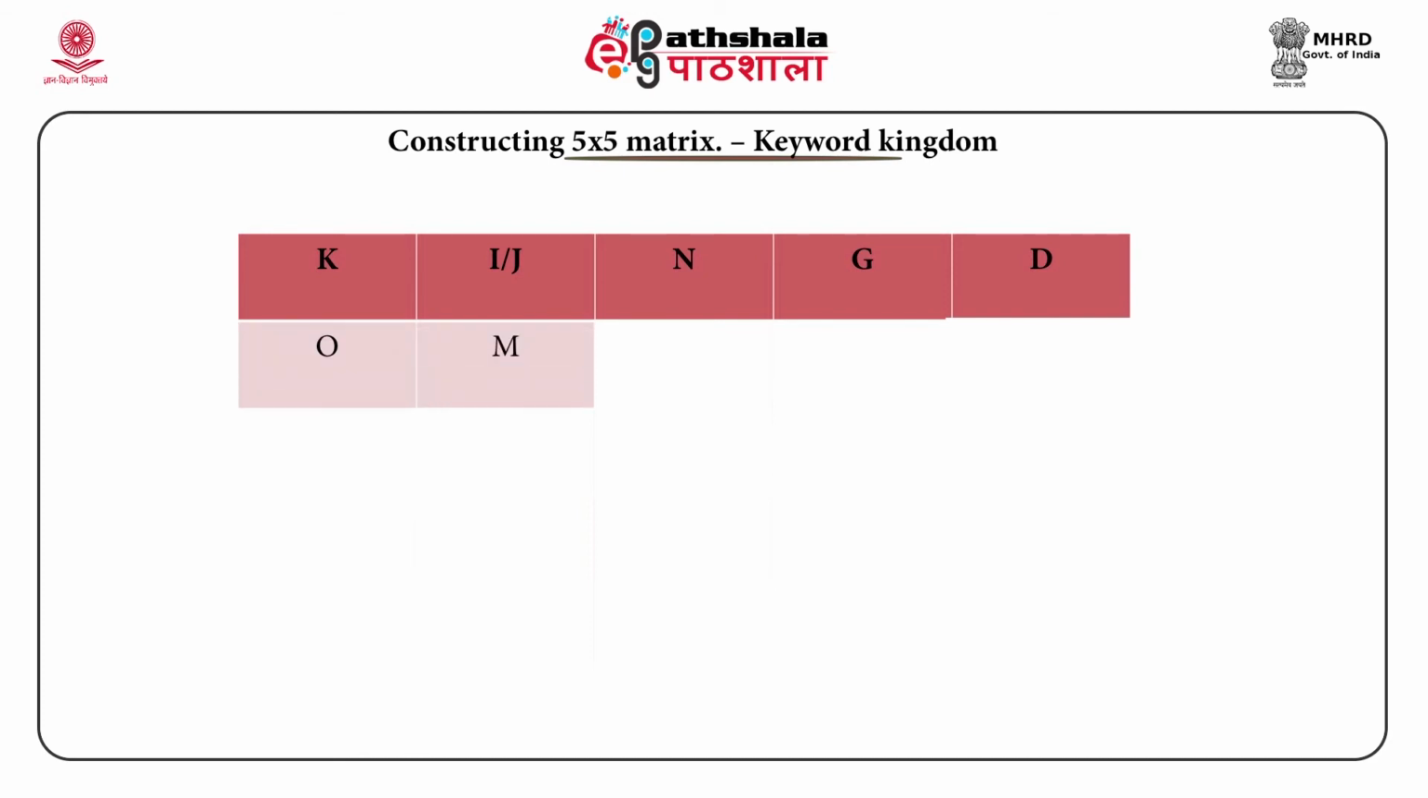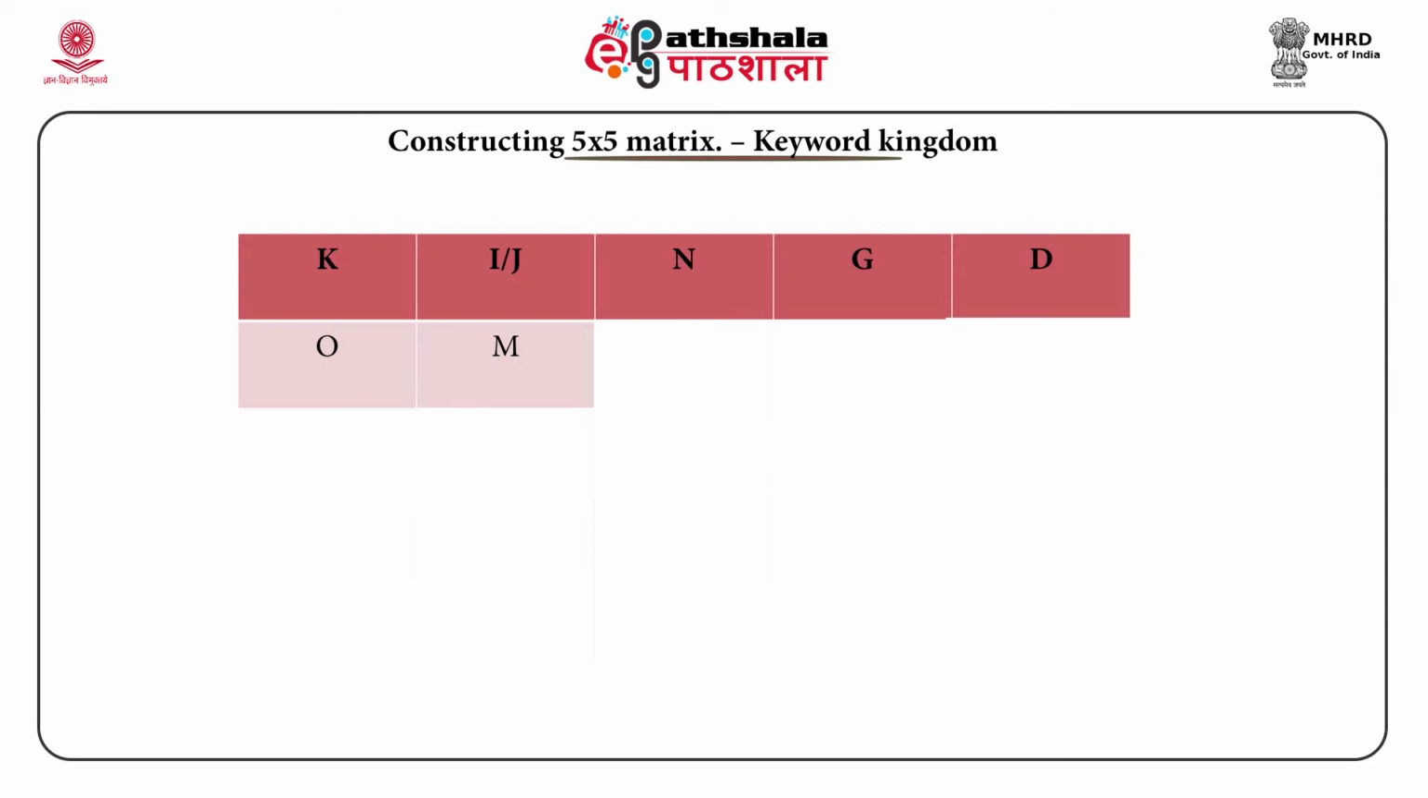What is the magic in this Playfair cipher? If you have 25 blocks and the English language contains 26 alphabets, what would happen to one alphabet? The answer is that I and J are considered the same character in the Playfair cipher. So if you have I, put J together. So I and J go together.